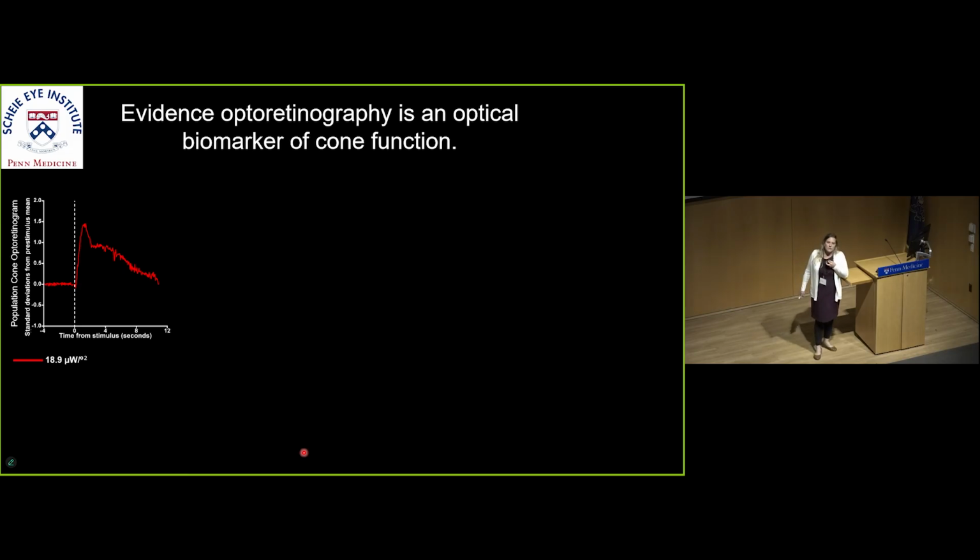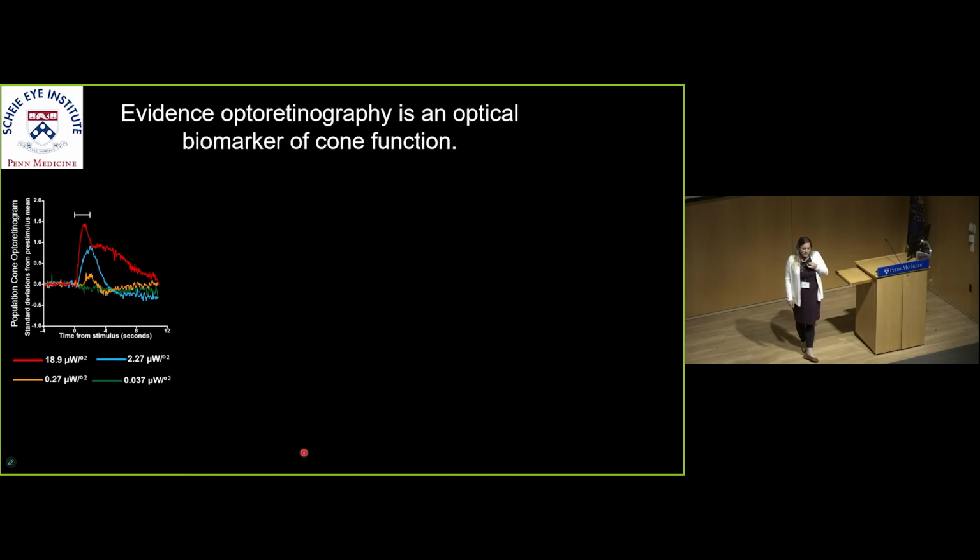So this trace here is the ORG for that image of cells, with the ORG on the y-axis and time from the stimulus on the x-axis. And we then undertook a number of studies to show that this signal was indeed a biomarker or physiological marker of cone function. So the first experiment that we did was just look at a dose response. If we increased the stimulus intensity, we found that the ORG response also increased.